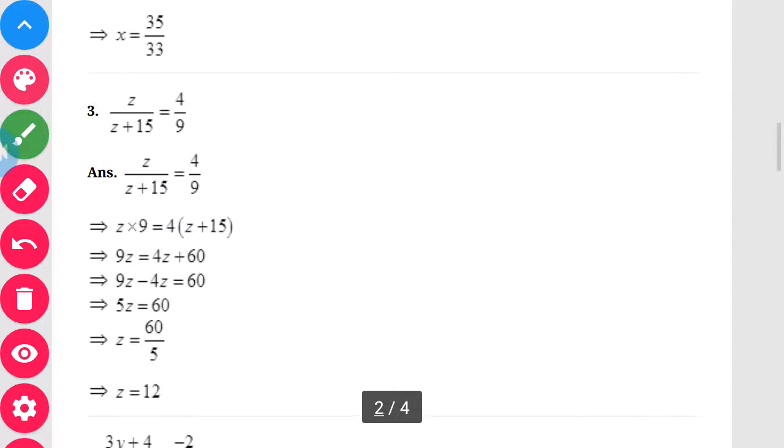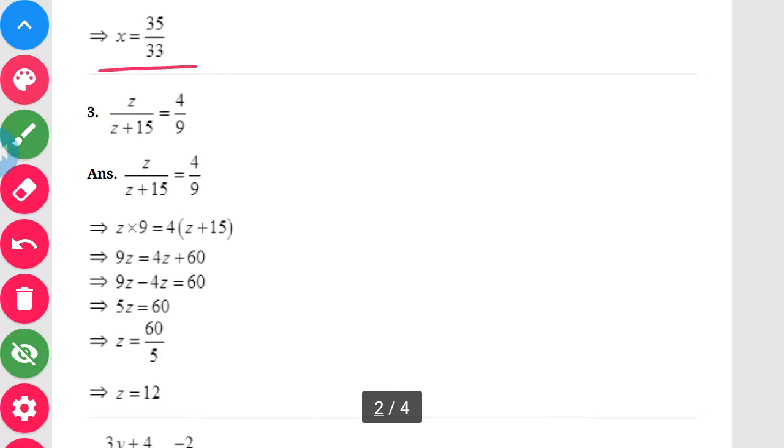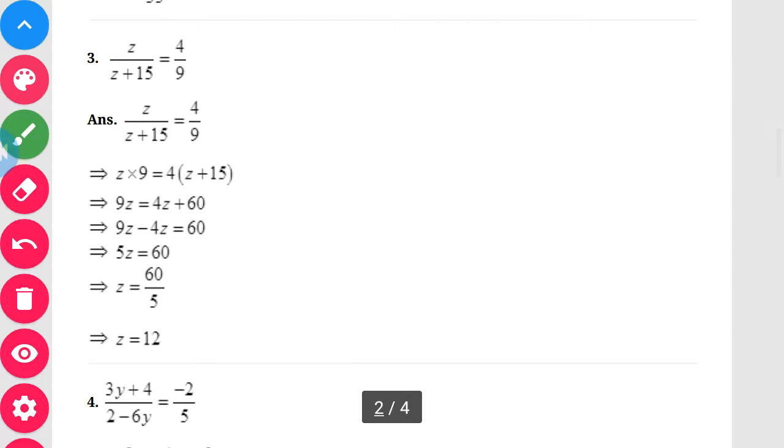Yeah, it is given here. So here it is 35 by 33, that is taking the lowest term. Now we'll go with the next one here. If you just see here, z divided by z plus 15 is equal to 4 by 9. Again the same process. The first step is cross multiplication.